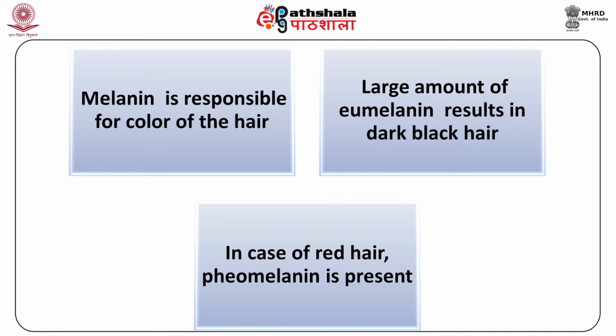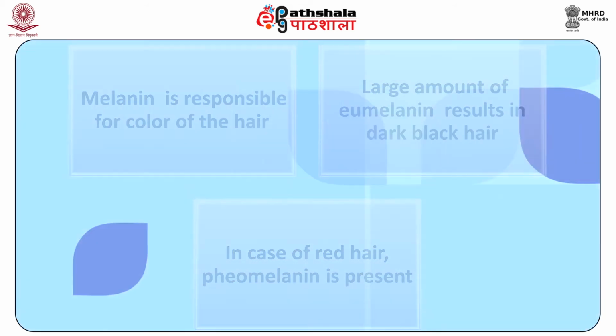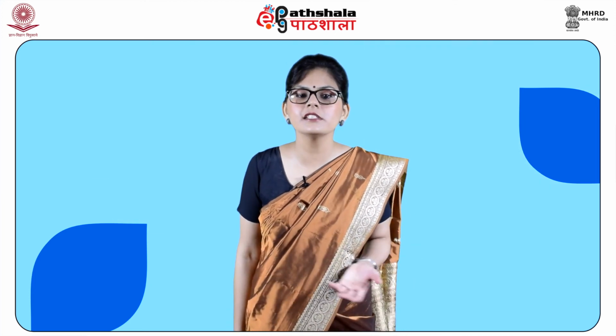The next is pigments. Various pigments are present in hair. One of the pigments is melanin, which is responsible for the color of the hair. Presence of a large amount of eumelanin results in dark black hair. In case of red hair, a pigment called pheomelanin is present. According to the type of pigments present and their distribution, the comparison between two specimens can be done. The pigment distribution and internal structure can be helpful in the identification between species.